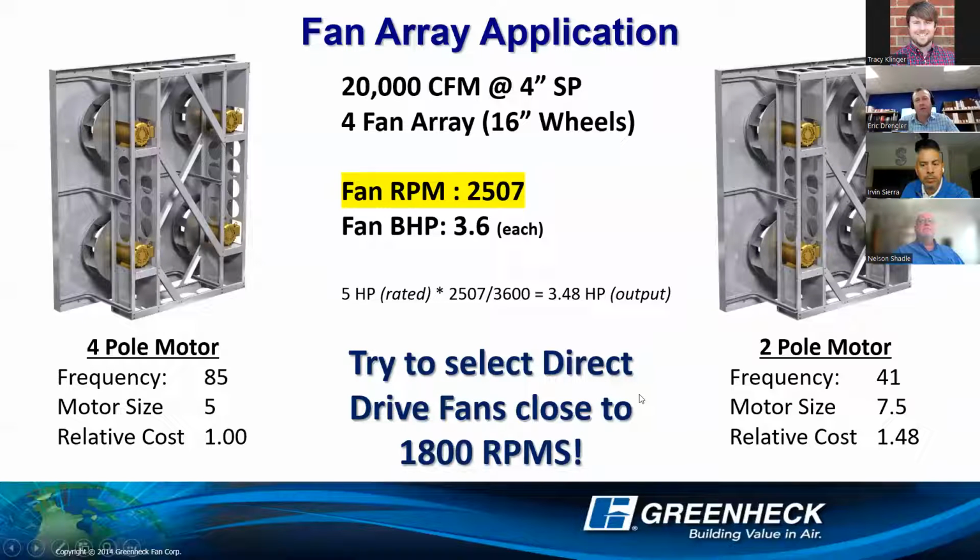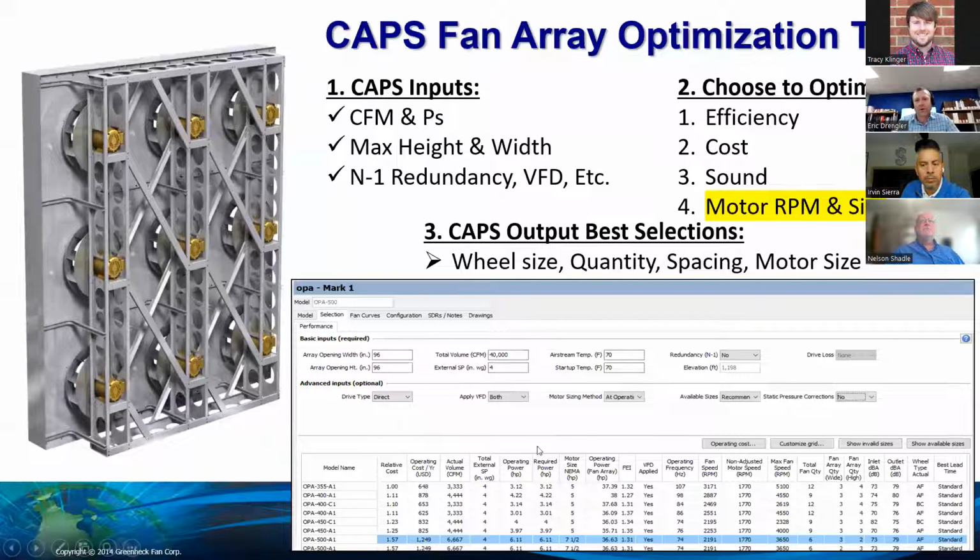So my message is that's another lever to pull when you're sizing fan selections, is try to get them as close to 1800 RPMs as possible. So when you're in anybody's selection software basically, and you're looking at different fan array combinations between wheel sizes, wheel quantity, spacing, motor RPM and size, or fan RPM is important too, to try to keep close to 1800 RPMs.